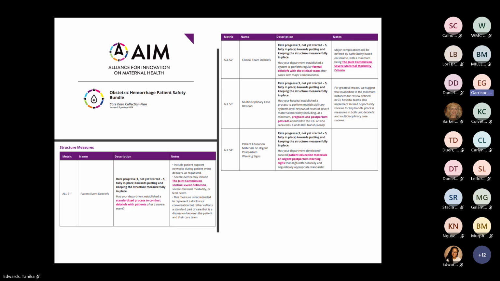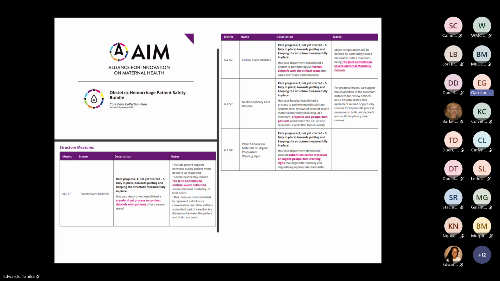The last process measure is the patient event debrief. And this is something that we do routinely where, after the hemorrhage has occurred, we talk to the patient and the family about what happened, the patient's risk factors for it, whether the risk factors were known or not. And then we talk to the patient about next steps.